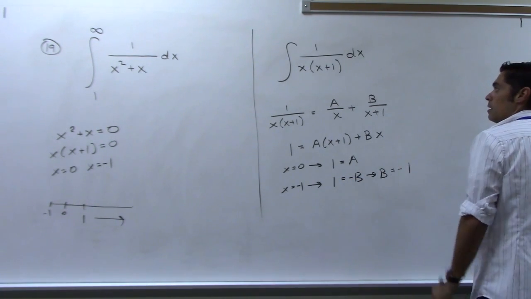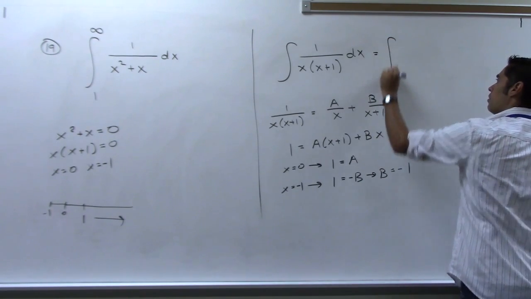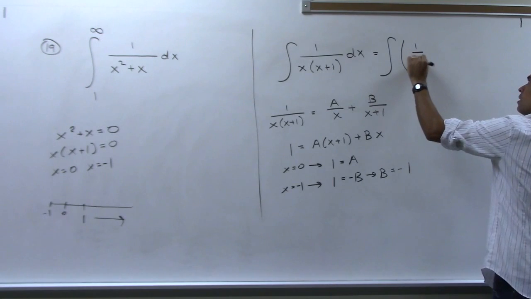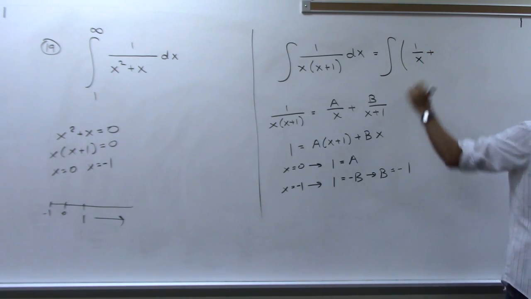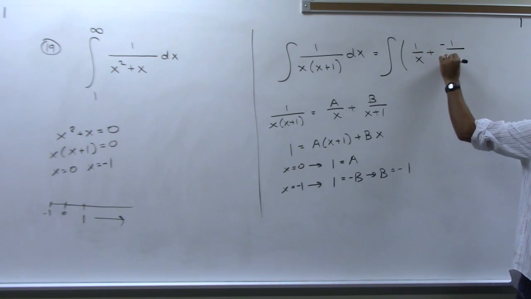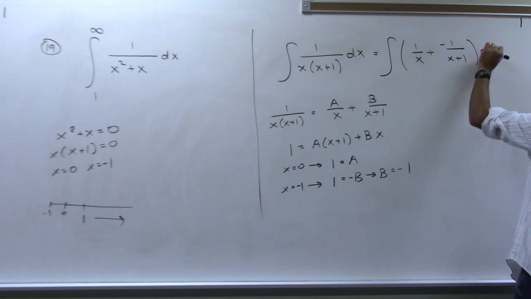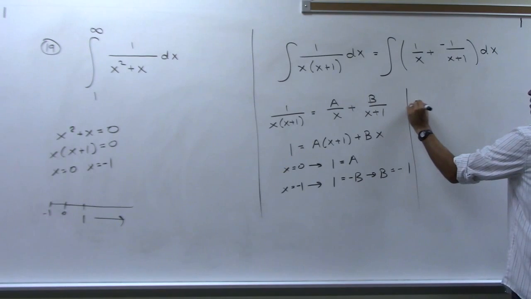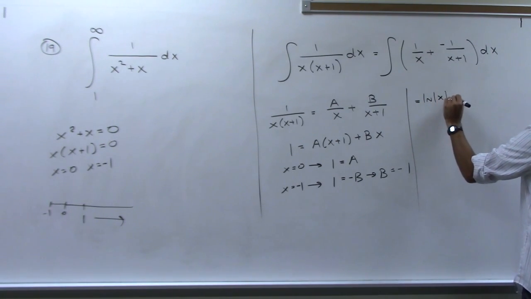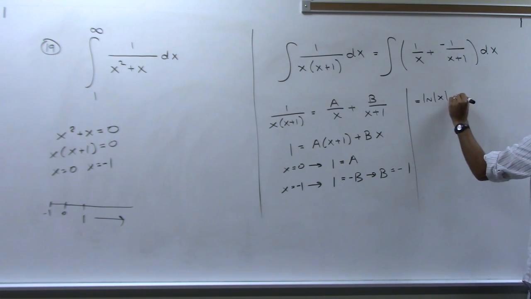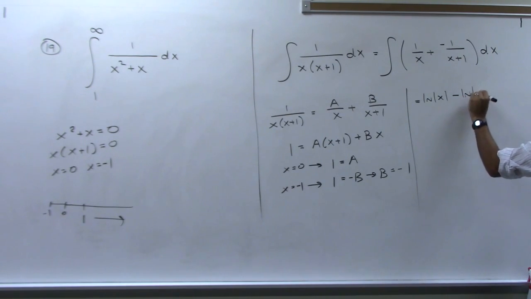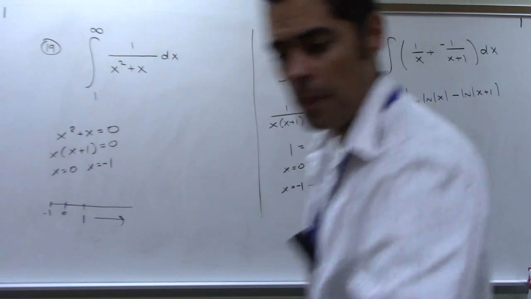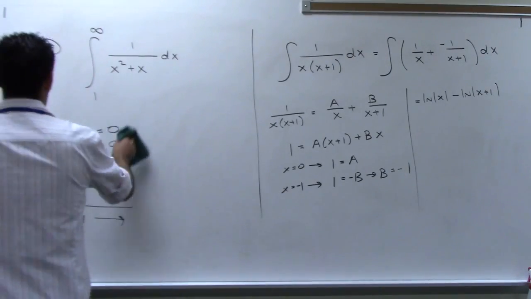So this integral turns into a over x, which is 1 over x, plus b over x plus 1, which is -1 over x plus 1, dx. And the antiderivative here is pretty clean. It's natural log absolute value of x. I'll bring the -1 out front: -1 times natural log of x plus 1. All right, good to go there. So we come back over here.